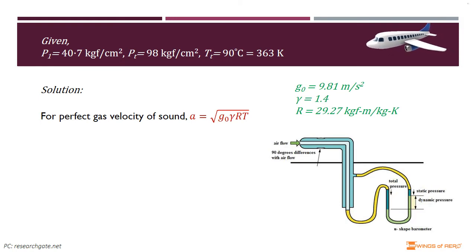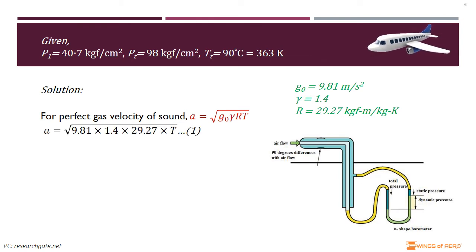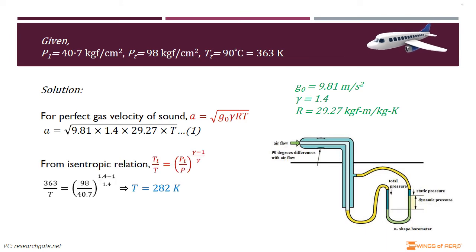As we know, gamma is 1.4 and T is the static temperature. This is unknown, so first find the static temperature and then we can find the required velocity. From the isentropic relation we can write T suffix T divided by T is equal to P suffix T divided by P to the power gamma minus 1 divided by gamma. From this we can solve for the static temperature. Then T is equal to 282 Kelvin.